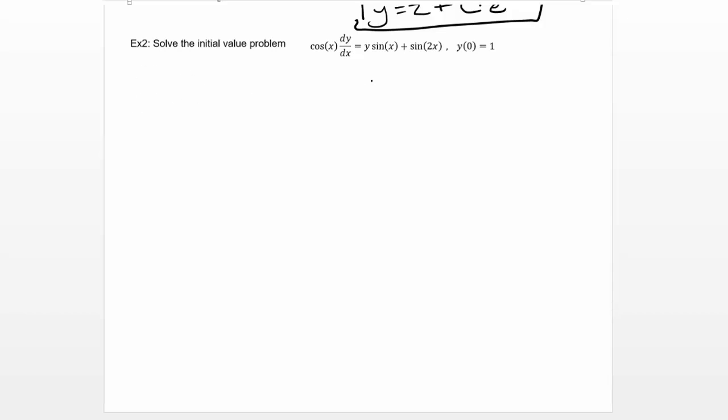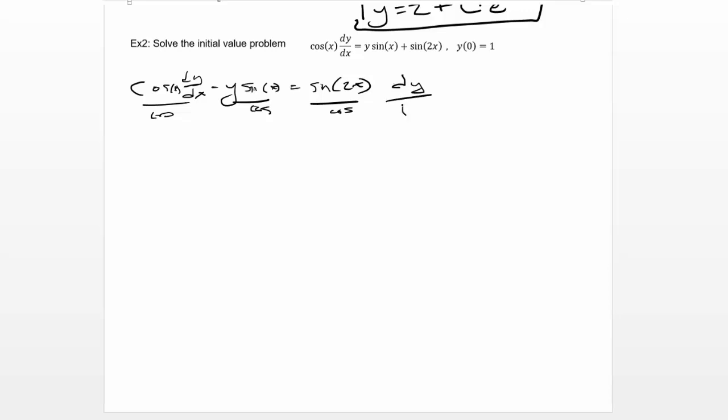solution. So let's see, I'm going to start by rearranging this so that the dy/dx and the term with a y are on the same side. And I may omit the (x)'s here because it's a pain to write. Minus y sine x equals sine 2x. I divide through everything by cosine, and I get this differential equation that is in the integrating factor method form.